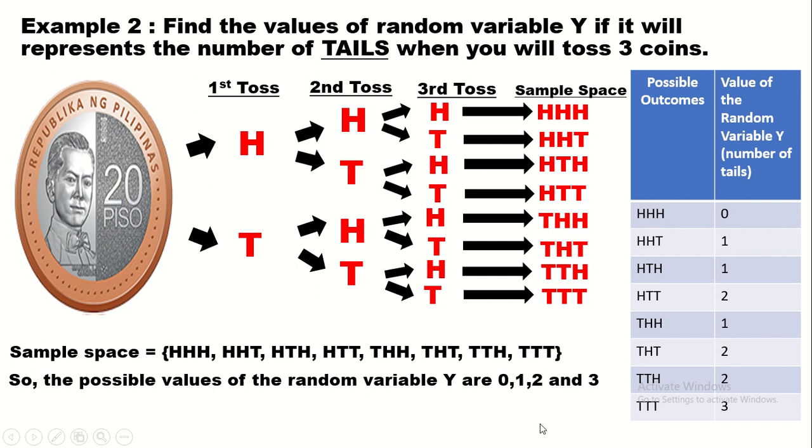So, ang proper way ng pagsusulat ng random variable y ay ganito. Random variable y is equal to the set of 0, 1, 2, and 3. So, ito ang ating example number 2. Having tossing 3 coins. Tapos, pina-find natin yung tails.